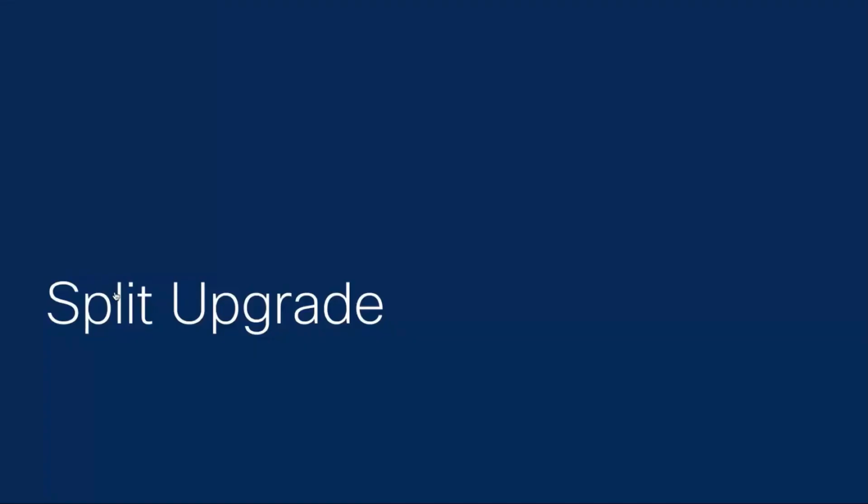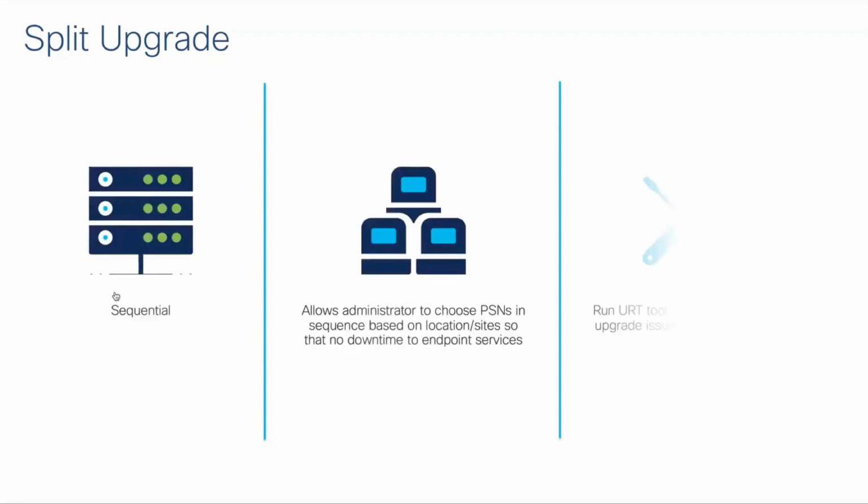Now let's talk about the split upgrade process. Now that we have gone through the full upgrade process, let's talk about the split upgrade process. This was an existing process which you might already know. It's a sequential one, which allows the administrator to choose the PSNs in order to have no downtime for the endpoint services.